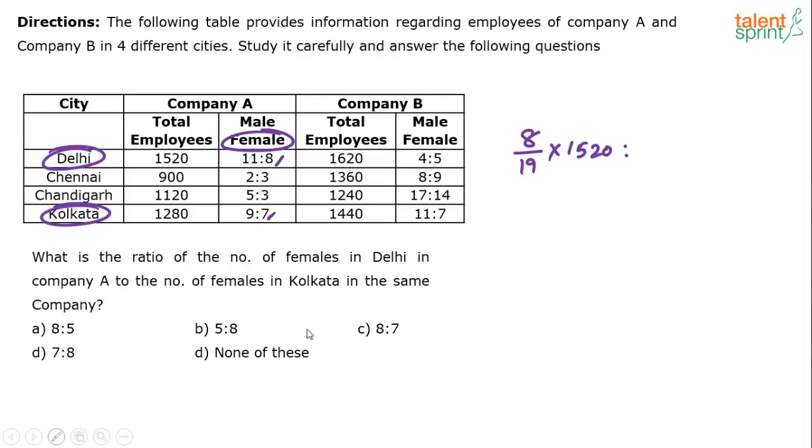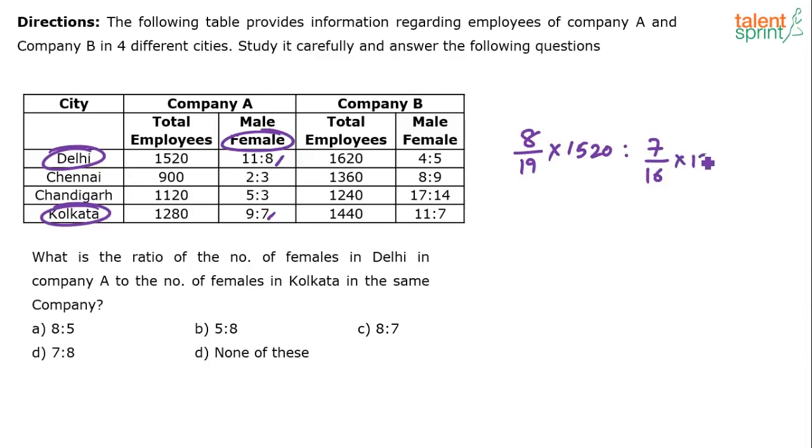This is to the number of female employees in Kolkata of the same company. What is the ratio? 9:7 is the male to female ratio. So how do you find out the fraction of female employees? 7 out of every 9 plus 7, 16 employees. Here it is 8 out of every 19 employees. Here it is 7 out of every 16 employees.